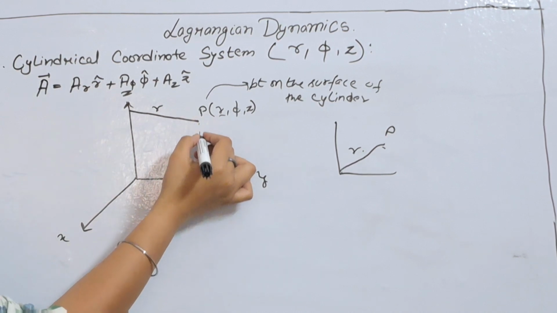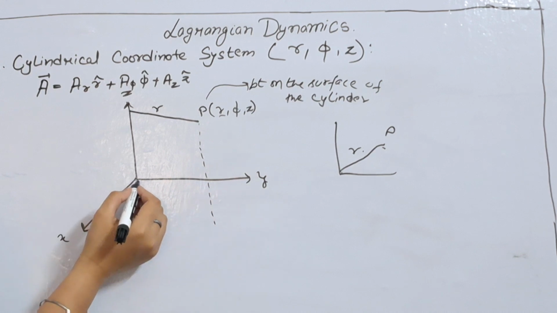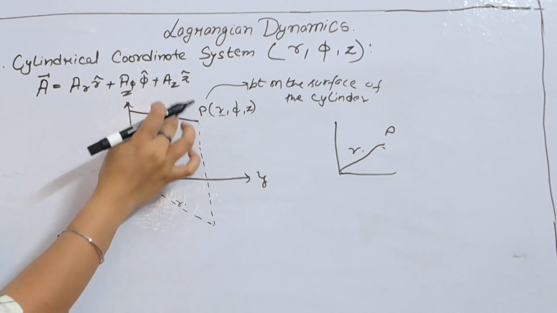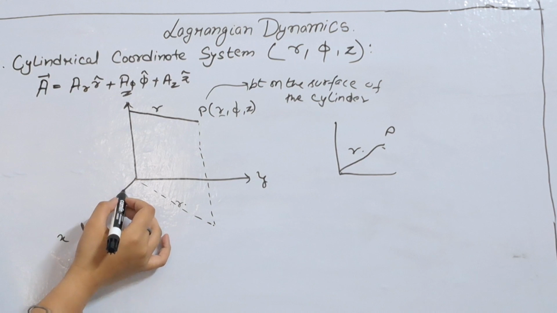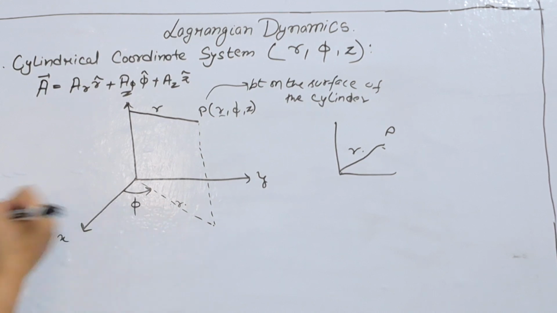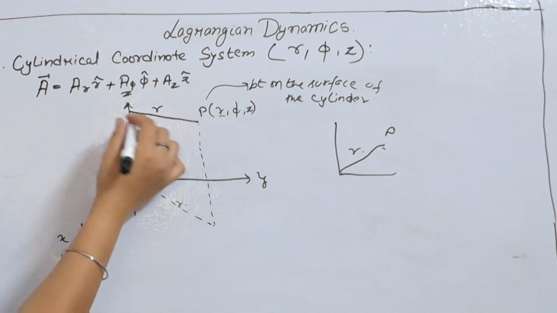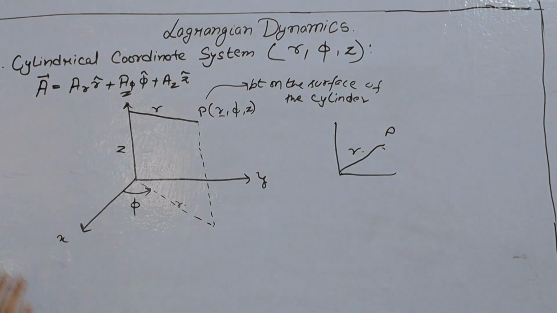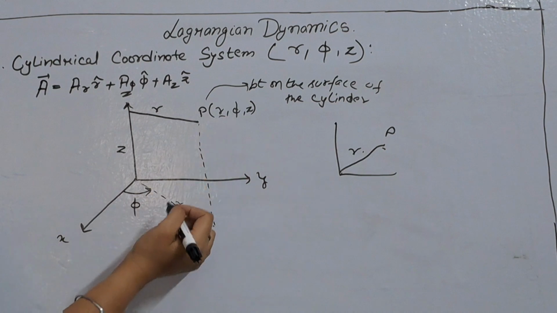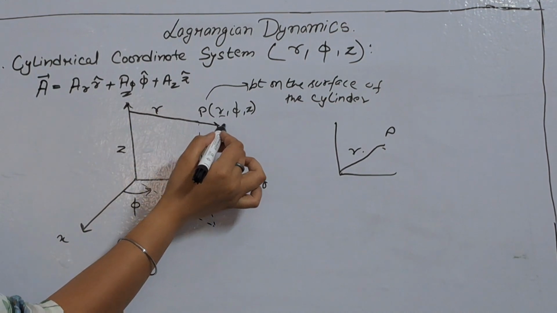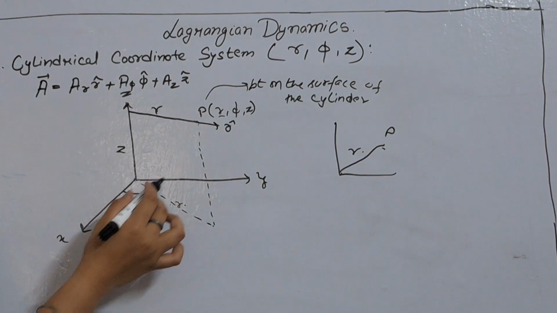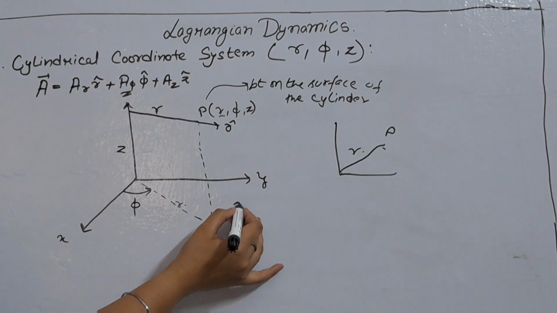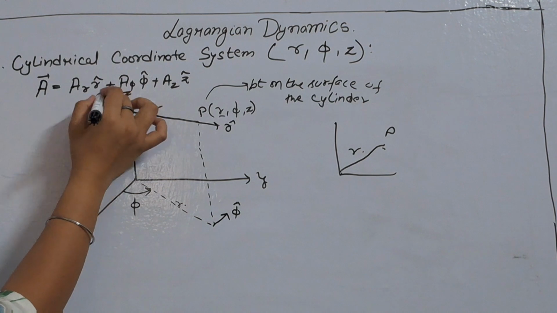Now let us draw its reflection. The plane that is containing the r makes an angle from the x-axis, and that angle is called phi. And z is the distance along the z-axis. So this is our cylindrical coordinate system. Now, what are the unit vectors here? In this direction we get r cap. Since phi is moving along this direction, this gives us phi cap, and this gives us z cap.